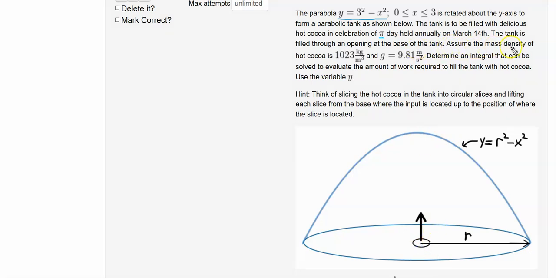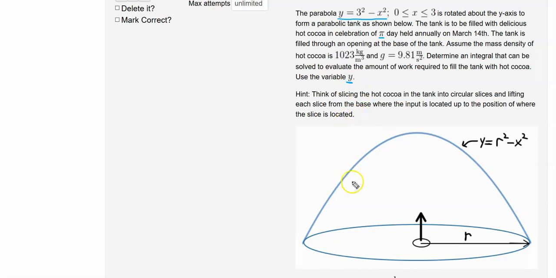Now we're going to assume that the mass density of hot cocoa is 1023 kilograms per cubic meter, and near the surface of the Earth, the acceleration due to gravity is 9.81 meters per second squared. We want to find an integral that can be evaluated to determine the amount of work required to fill the tank with hot cocoa. And we want to integrate with respect to the variable y in this problem.